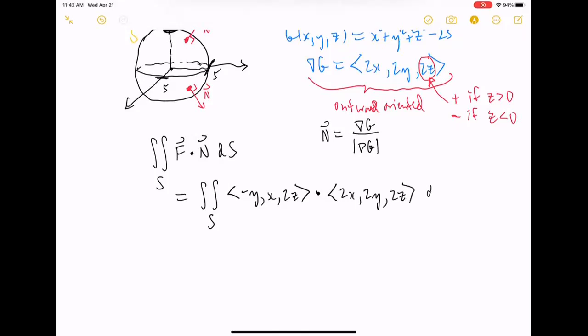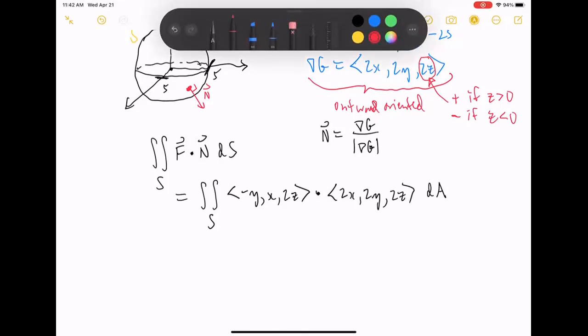Okay, and this is dA. But then the question becomes, like, what do I do with x, y, and z? Because after all, we need to be on the surface S itself, yes? So I need to somehow parametrize x, y, and z so that we actually are on the surface of this sphere, yes? We've kind of taken care of everything else. We've made sure we have the outward oriented normal, okay? We're ready to take the dot product here, but I need to parametrize this thing, okay?